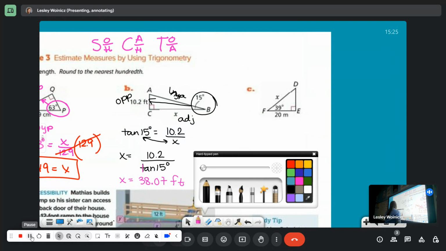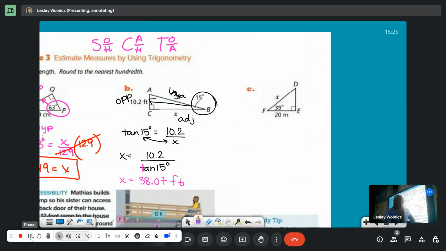Okay, letter C. All right, so they've given us angle F. Where's the hypotenuse? X. Okay, so 20 meters. Is that the opposite or the adjacent? The adjacent. So which of our ratios compares adjacent and hypotenuse? Cosine is correct.